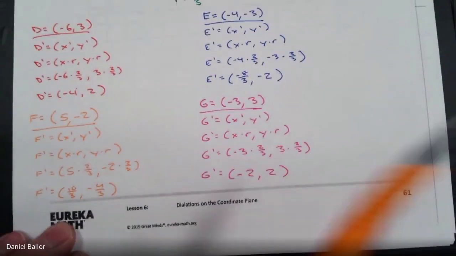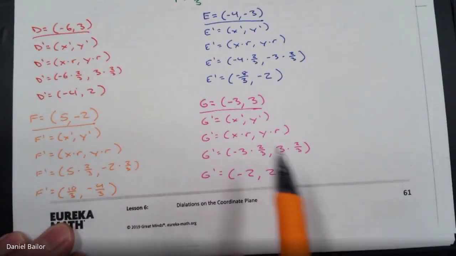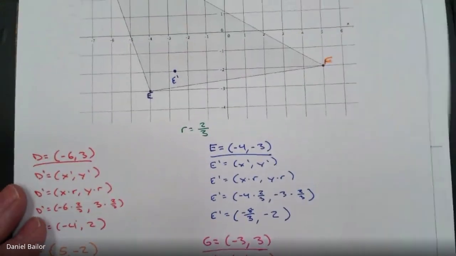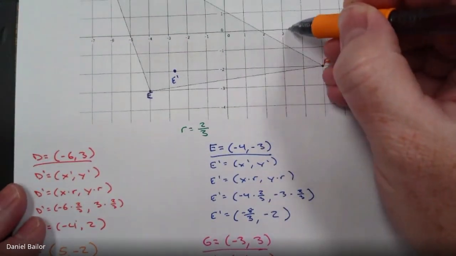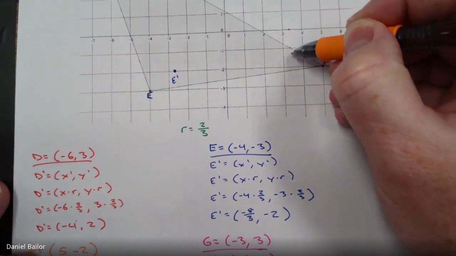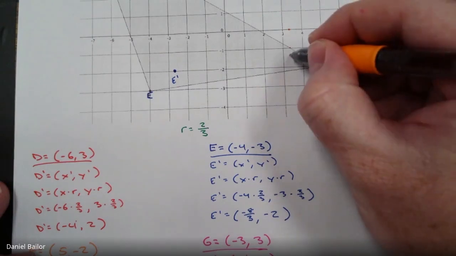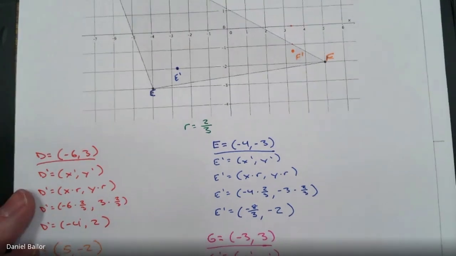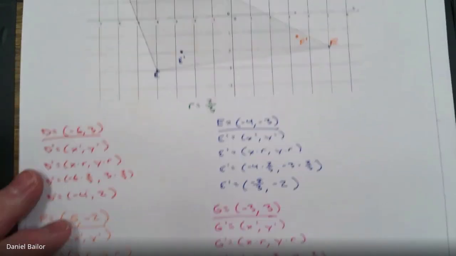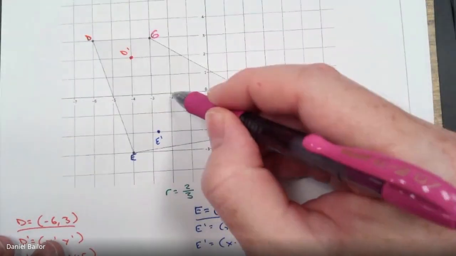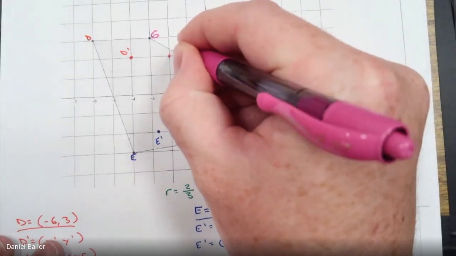F prime is 10/3 and -4/3. Now 10/3 is 3 1/3. So I go 3 1/3 of the next box. And I go -1 1/3. So F prime is going to be about right there. That's going to be F prime. G prime is -2, 2. So I go here. -2 on the X, 2 on the Y, and so G prime is right there.